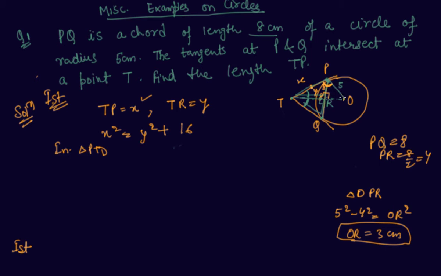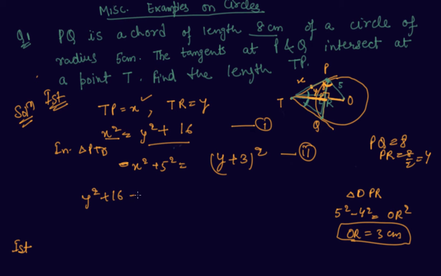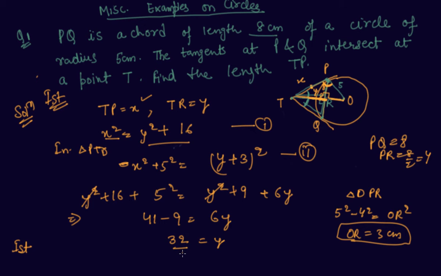A tangent always cuts the radius at 90 degrees. In triangle PTO, I can say that PT square, which is x square, plus 5 square equals OT square. OT is y plus 3, because y is TR and OR is 3. So I can use these two equations to find the values of x and y. I'll put the value of x in terms of y: y square plus 16 plus 5 square equals y square plus 9 plus 6y. So y square cancels out. 25 plus 16 is 41, minus 9 is 6y. So I get the value of y as 32 by 6, which is 16 by 3.